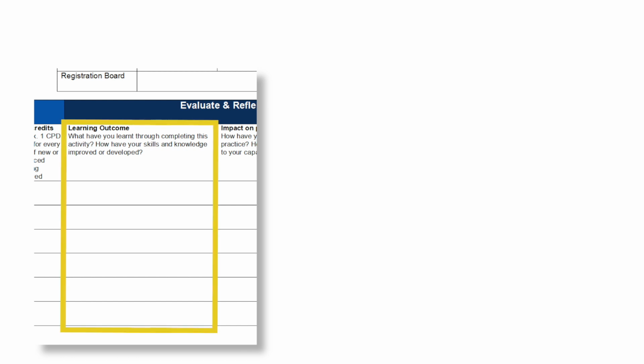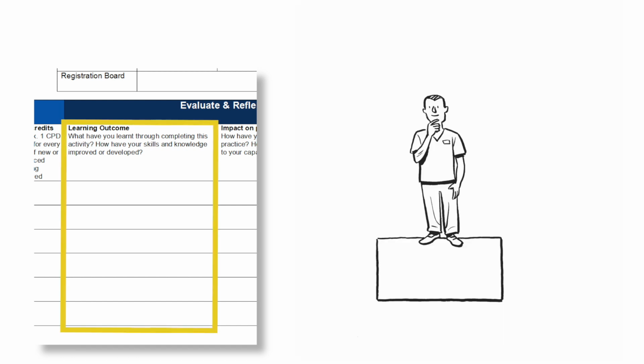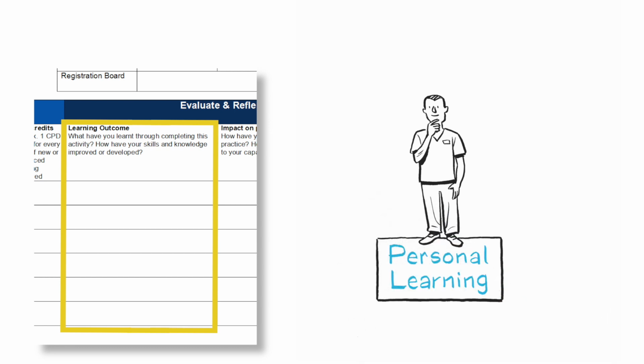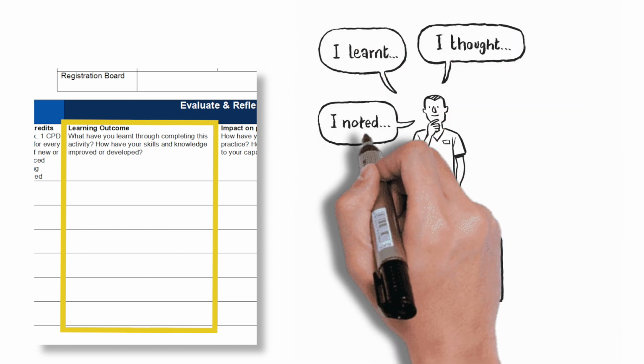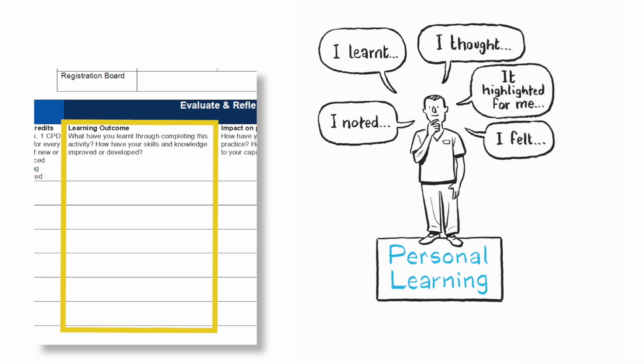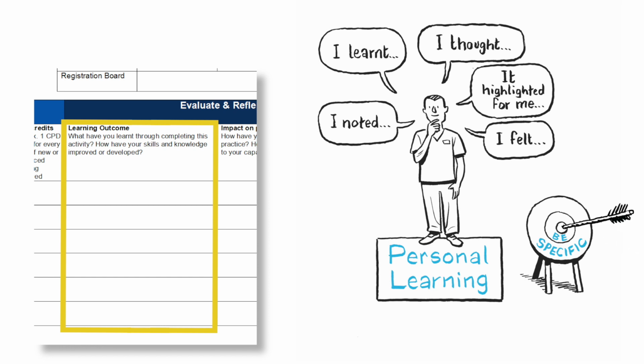For the Learning Outcome column, it's important to focus on the specific questions being asked on the template and also consider: what was relevant? Why was it difficult? What will you do differently going forward? It's fine to include a brief description, but try and make sure the majority of text focuses on your personal learning. Use terms like "I learned," "I thought," "I noted," "it highlighted for me," "I felt," where you can, as it helps to keep focus on your own learning rather than drifting into a description of the event.